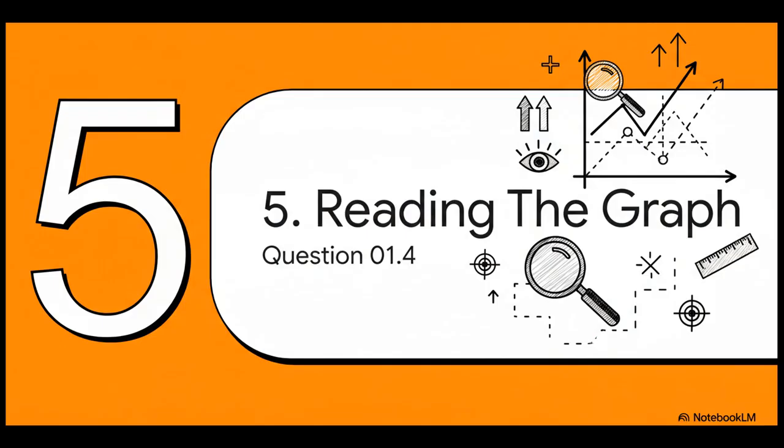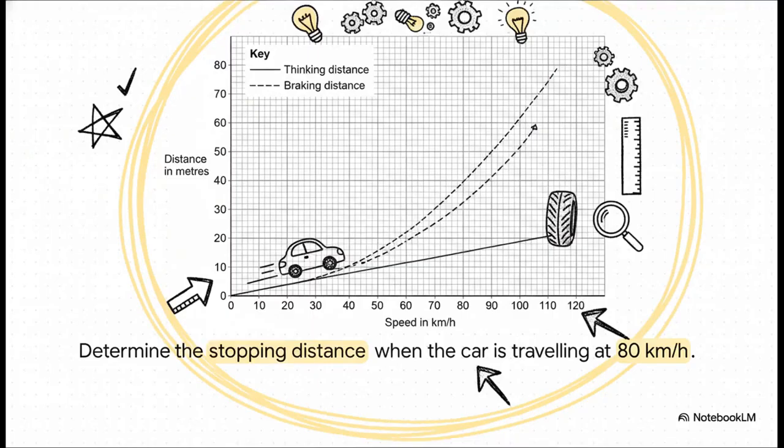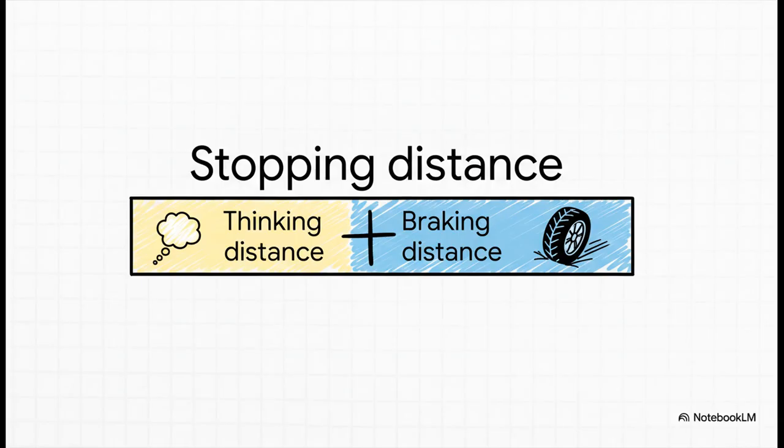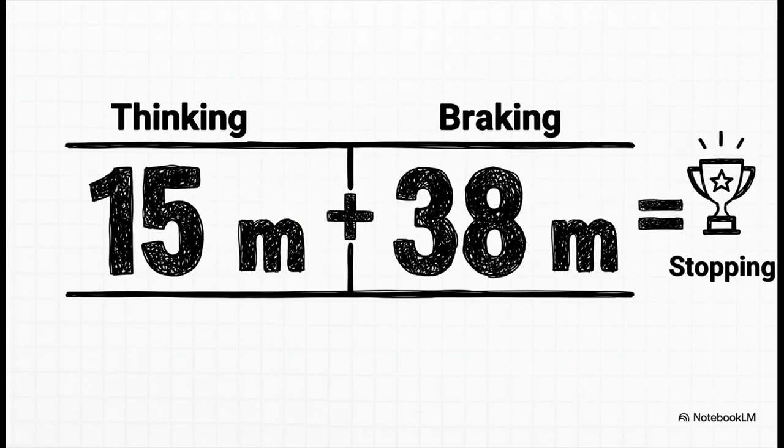This is all about being careful, being precise, and making sure you're reading from exactly the right spot. So here's our graph. It shows thinking distance and braking distance at different speeds. Our mission is to find the total stopping distance when the car is doing 80 kilometers per hour. So, step 1, find 80 on the horizontal axis at the bottom. But before we start pulling numbers off the chart, let's quickly remember the basic formula here. Your total stopping distance is just your thinking distance plus your braking distance. Easy.